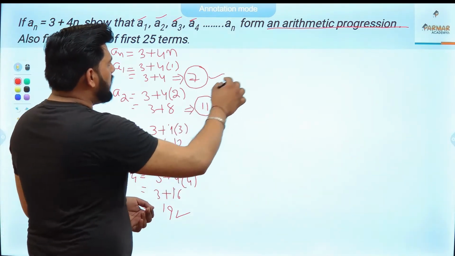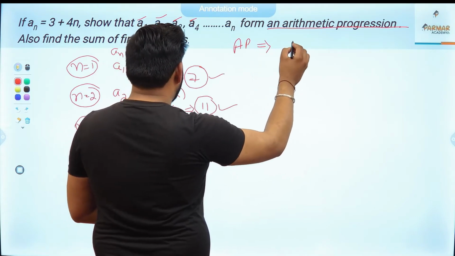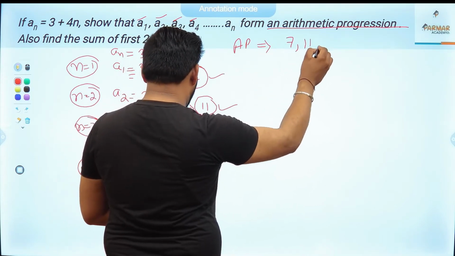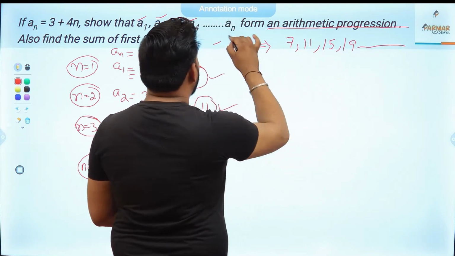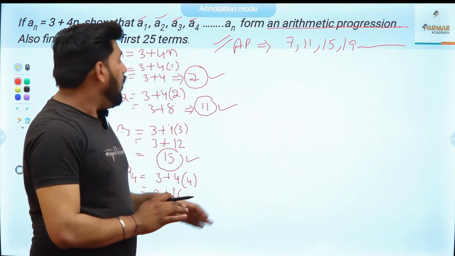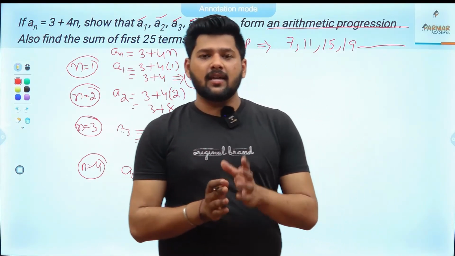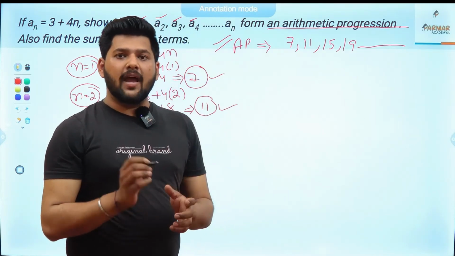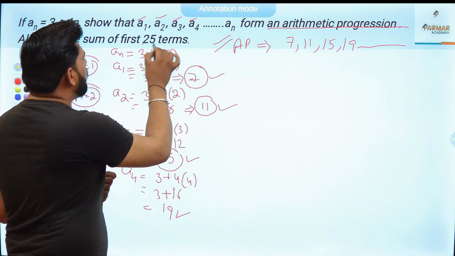Now this is the AP. So the required AP is 7, 11, 15, 19 and so on. So this is the required AP, and this is the first part of this question. Now we also have to find the sum of first 25 terms. That is n is equal to 25, because n is not the value, n is the position, and we have to find the sum of first 25 terms.